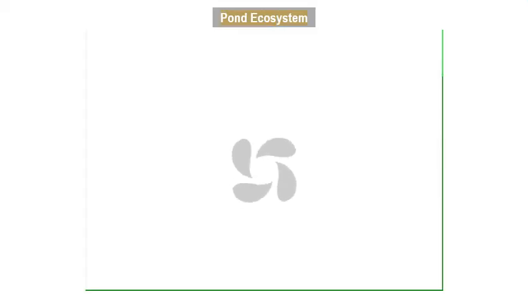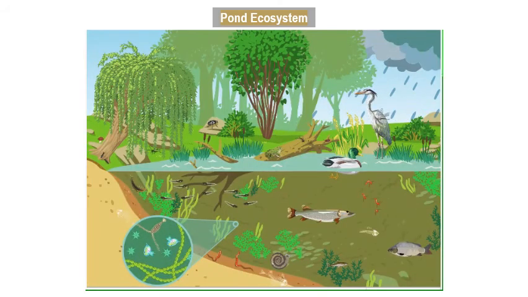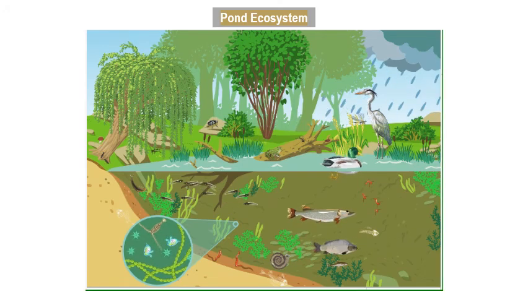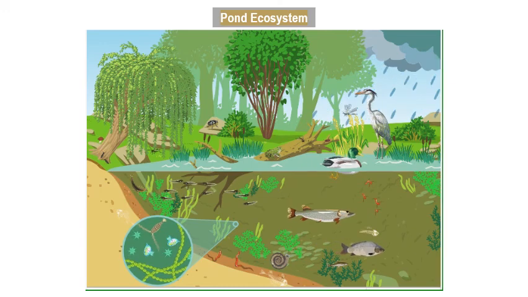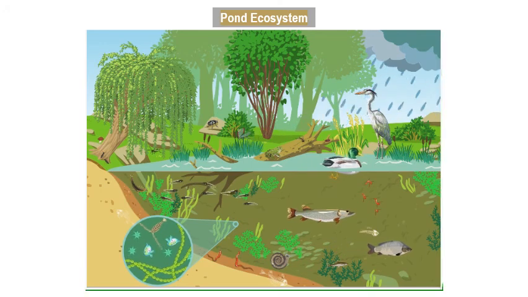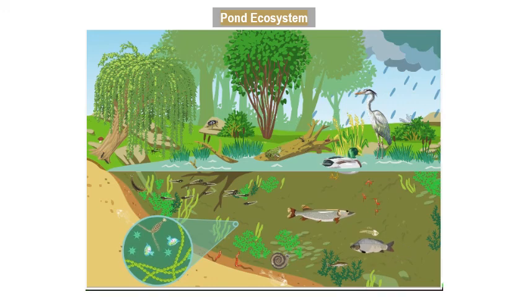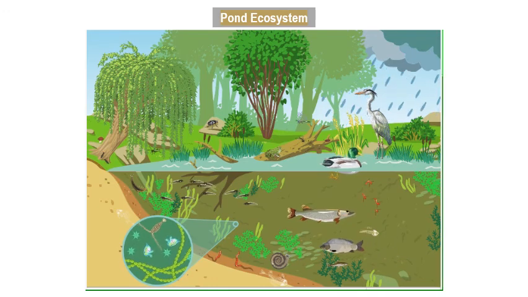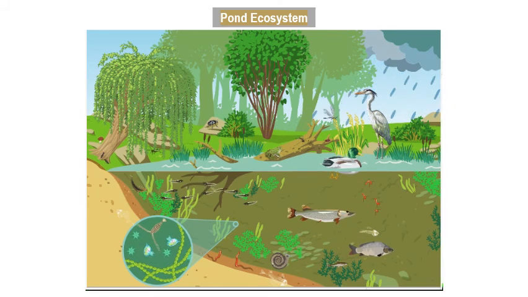This is a simulation of the pond ecosystem, and let's together find the biotic factors and the abiotic factors in this ecosystem. Plants, birds, insects, frogs, fish are all examples of biotic factors in the pond. They are using the abiotic factors found in here, such as the water, such as the air, and the sun.